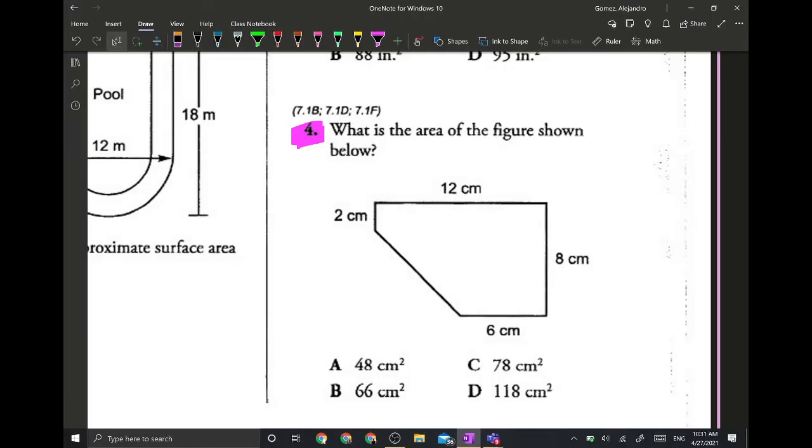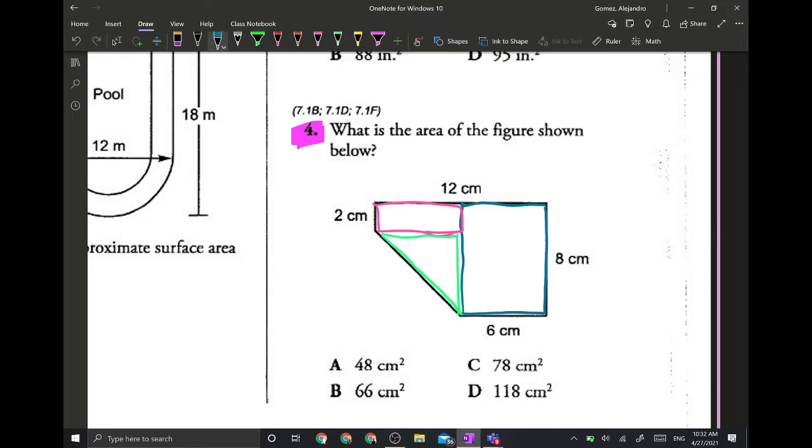All right, number 4. It says, what is the area of the figure shown below? So right now we have a composite figure, and the first thing that you need to do is break it down into different shapes. What I can see right here, I can probably break this down into a rectangle right here, then another rectangle right there, and then this will be a triangle, right? Now that's not hard. What is going to be a little bit hard sometimes is to find the missing length.